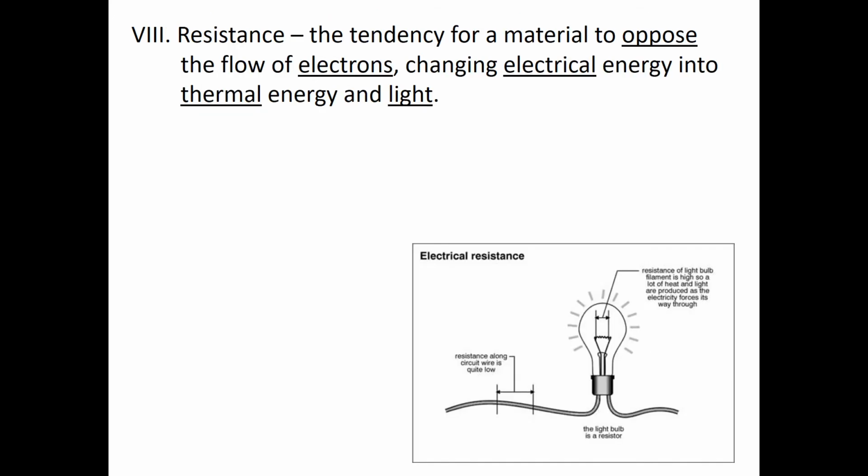So resistance. Resistance is the tendency of a material to oppose the flow of electrons, changing electrical energy into thermal energy and light. Every material, except for a superconductor, has some resistance. That means some of the electrical energy is going to be converted into heat. And we can measure this resistance, and we just call it resistance. It uses the Greek letter omega. So resistance is measured in ohms, the Greek letter omega.